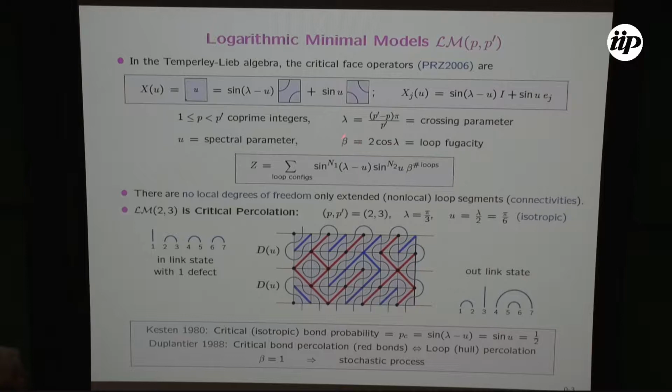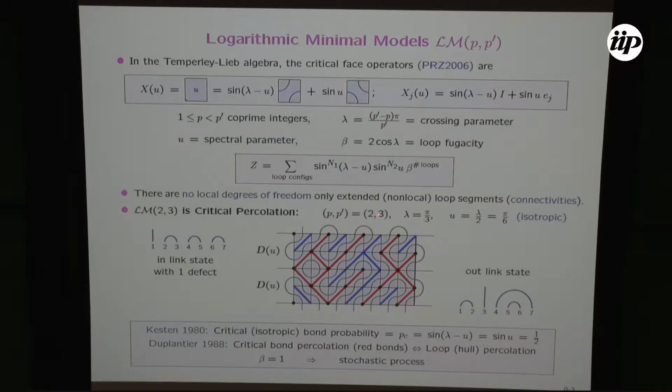2 cosine lambda is called beta. This plays a special role. This is the loop fugacity. The classical partition function is the sum over all configurations with the weightings for each occurrence of these faces and weighted by the factor beta to the number of loops. This is a non-local model. There are no local degrees of freedom, no spins, no heights here, only extended non-local loop segments, which are connectivities. So you need to work diagrammatically with these models.